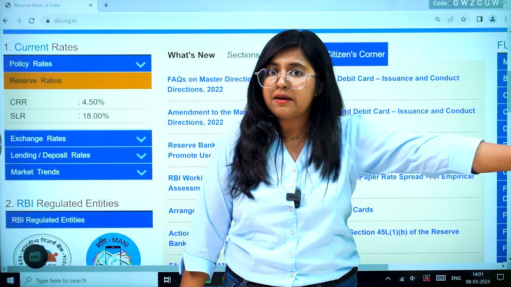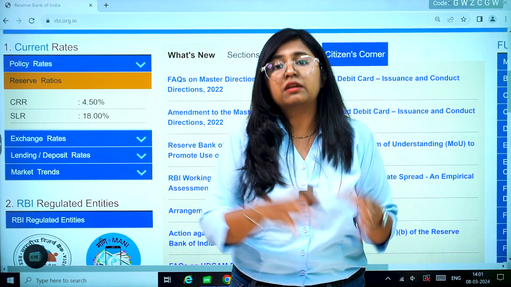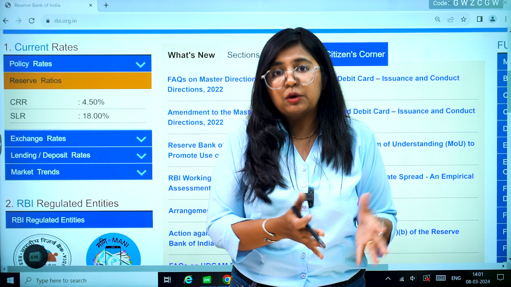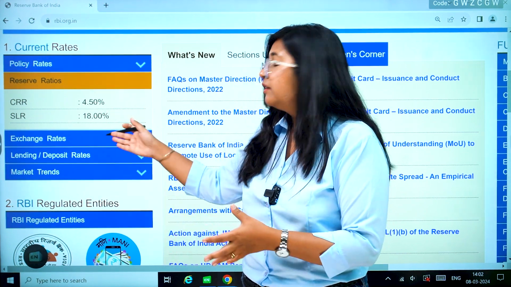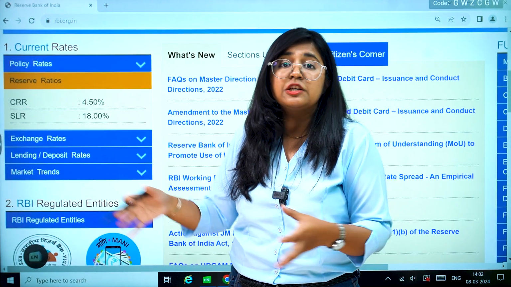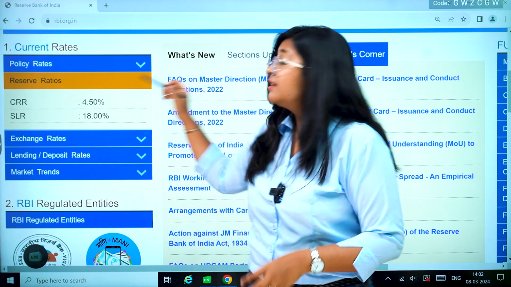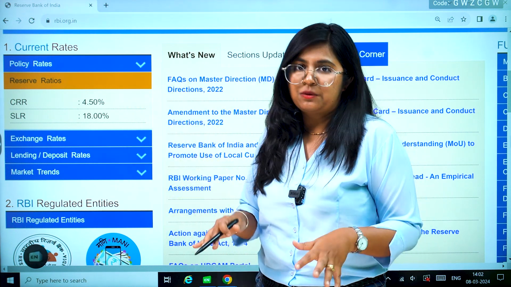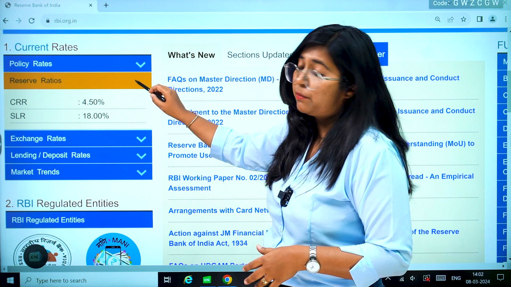by the commercial banks and RBI, while SLR tells about the liquid form assets that the banks and the financial institutions need to keep with themselves. So these are reserve requirements, adequacy requirements. Okay, so this is also a very important column.